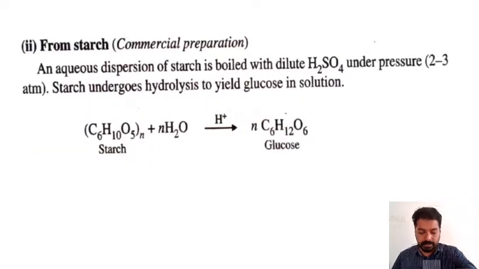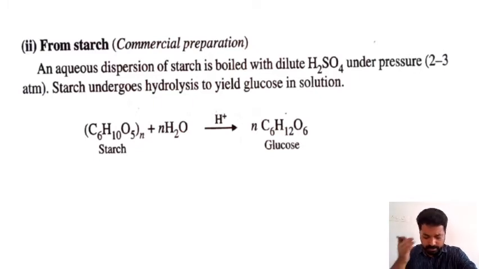Next, preparation from starch, which is a commercial preparation. An aqueous dispersion of starch is boiled with sulfuric acid under pressure. Starch undergoes hydrolysis to give a glucose solution.